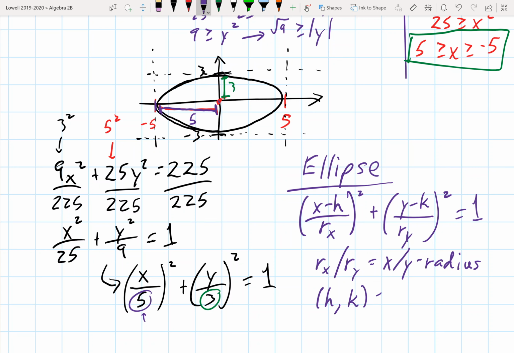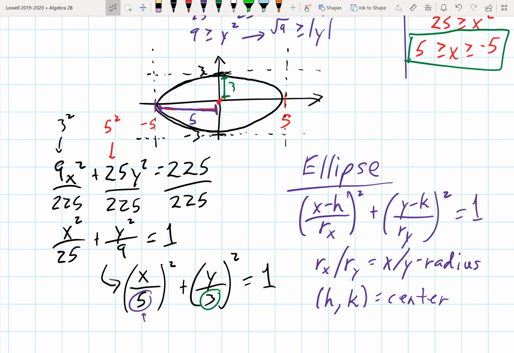I didn't make an interesting center in this example just because it's our first example. But you can imagine that if we had centered it somewhere else, just like a circle, the center is going to be at x minus the x coordinate and then y minus the y coordinate.